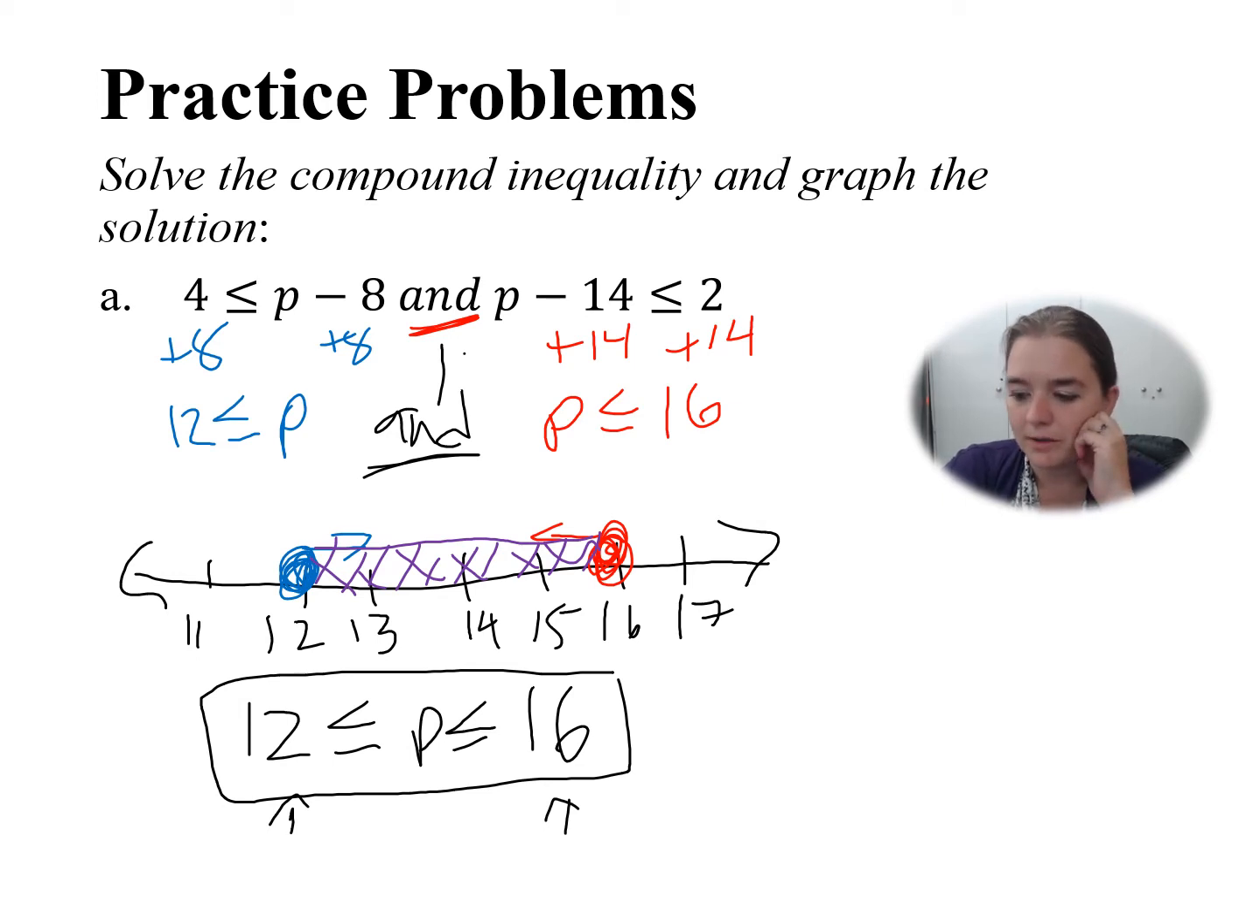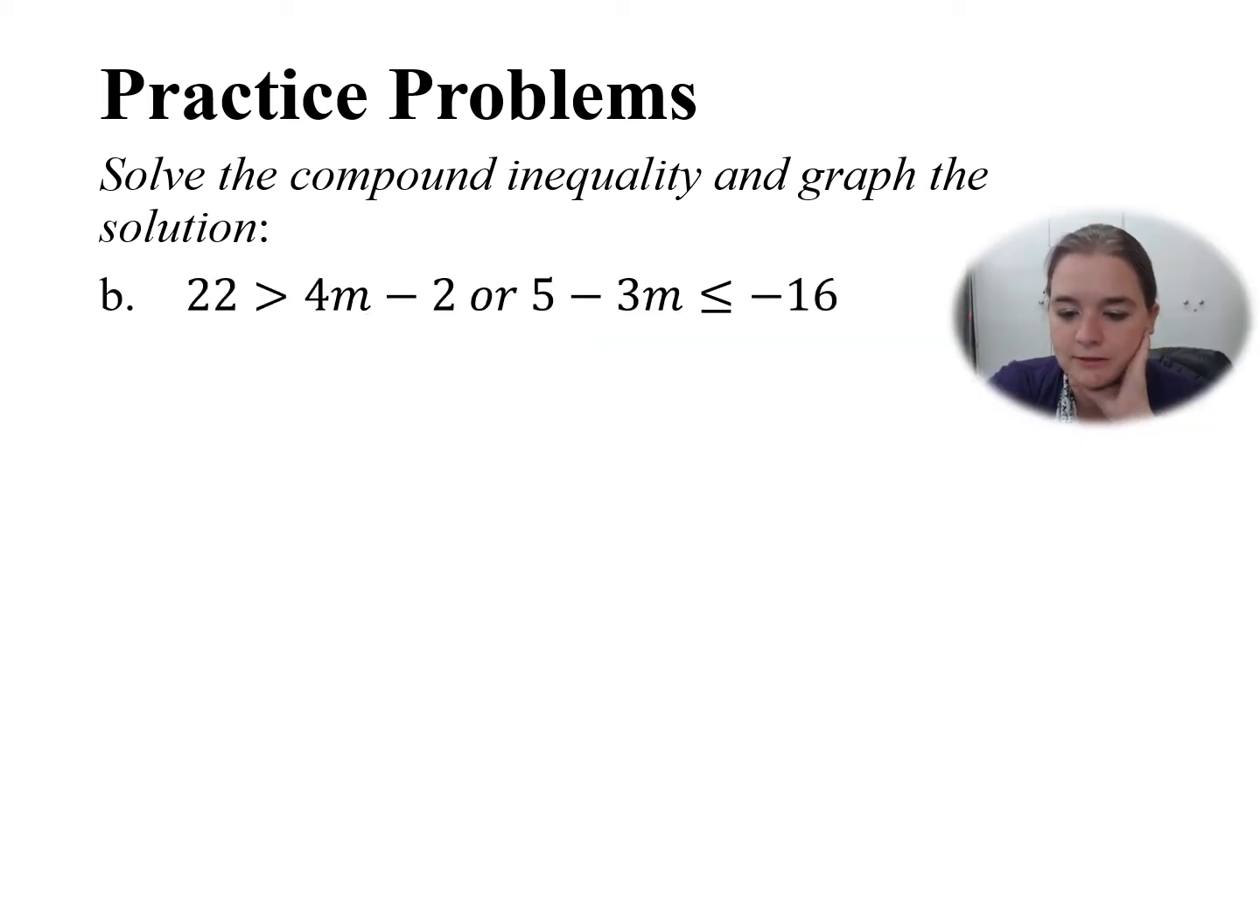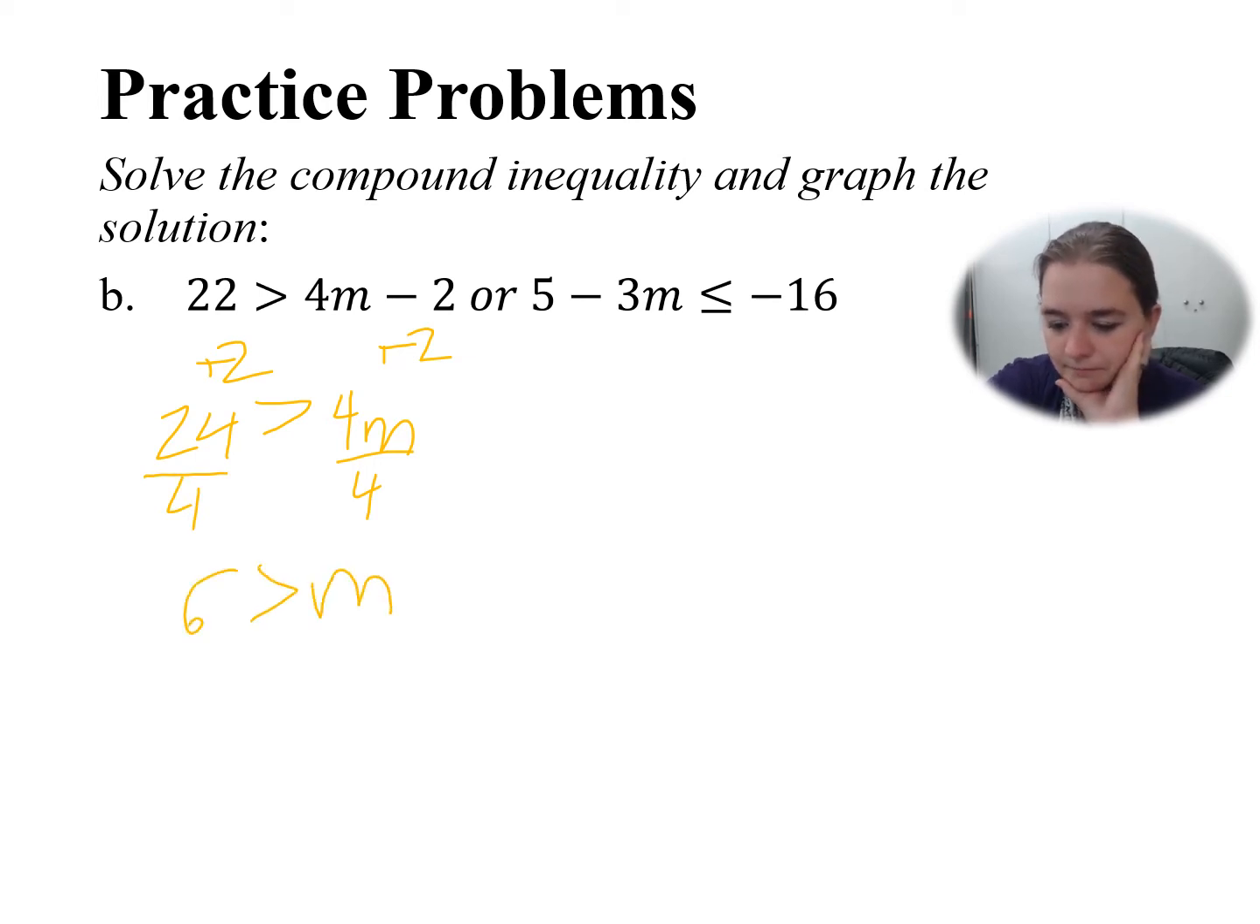So now let's try an or problem. I have 22 is greater than 4m minus 2, or 5 minus 3m is less than negative 16. So again, let's solve the first one. Let's do this orangish color. First thing I need to do here is add 2 to both sides, and I get 24 is greater than 4m. To get m by itself, I divide by 4, but I'm dividing by a positive number, so nothing changes with my symbol. For my second half, first thing I need to do is get rid of 5, so I have to subtract 5 from both sides, which leaves me with negative 3m is less than or equal to negative 21.